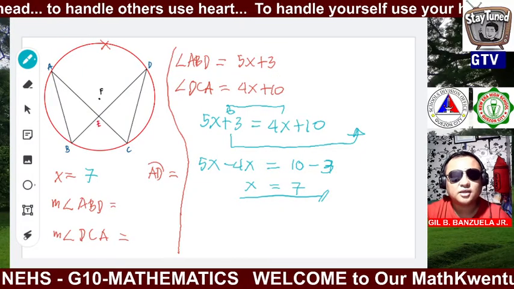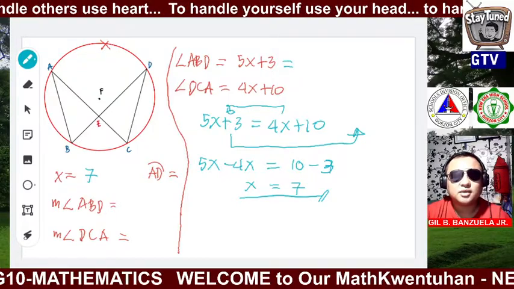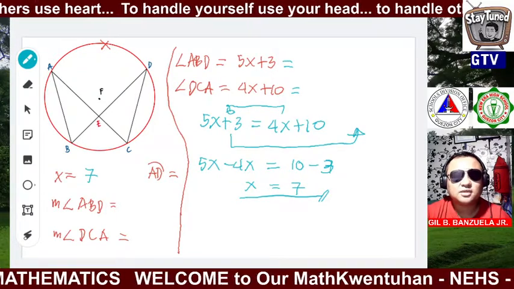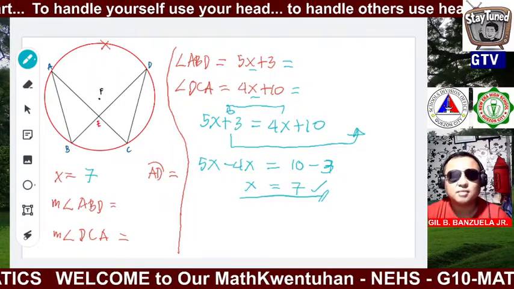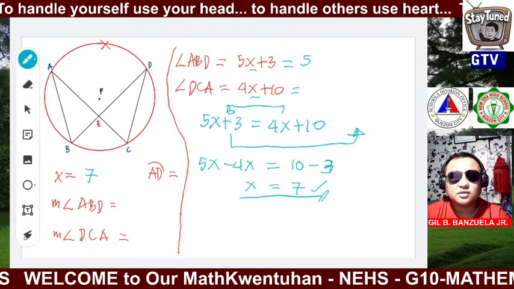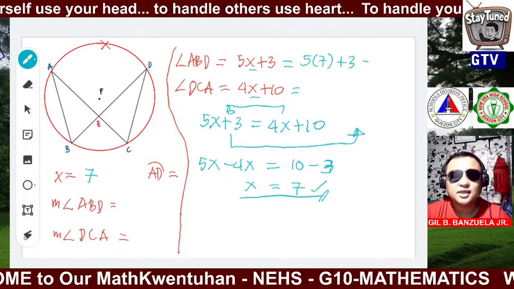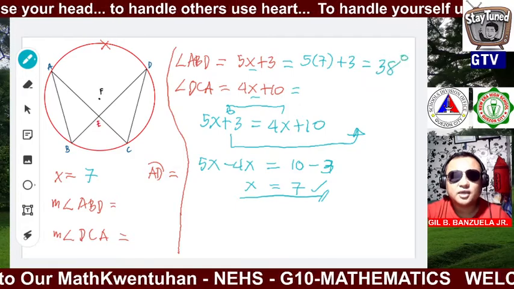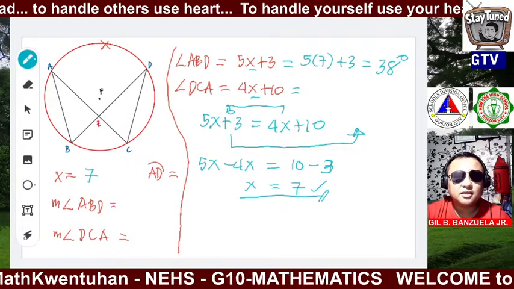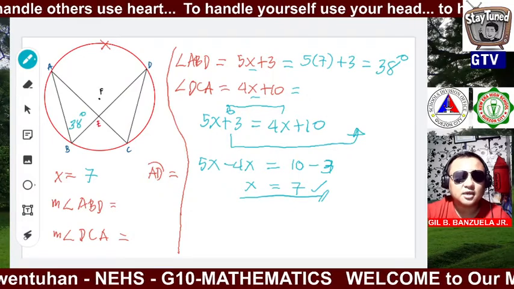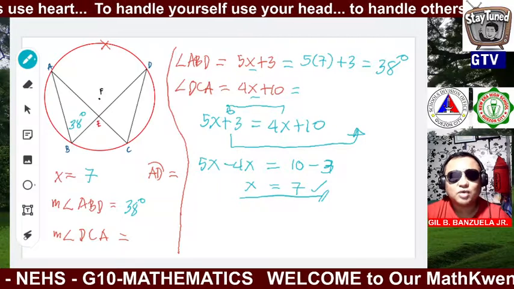So we are now ready to find the actual measure of angle ABD by substituting x by 7. So palitan natin tong x by 7. So let's plug in. So 5 times 7, that is 35 plus 3 equals to 38 degrees. So therefore, angle ABD is 38 degrees. Ayan, 38 degrees, guys.